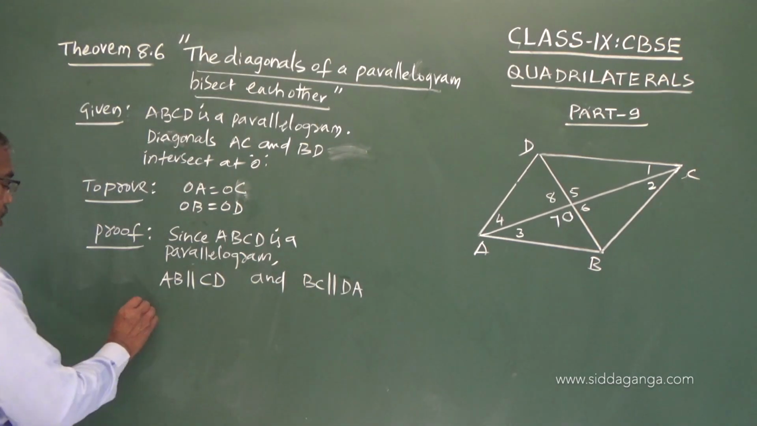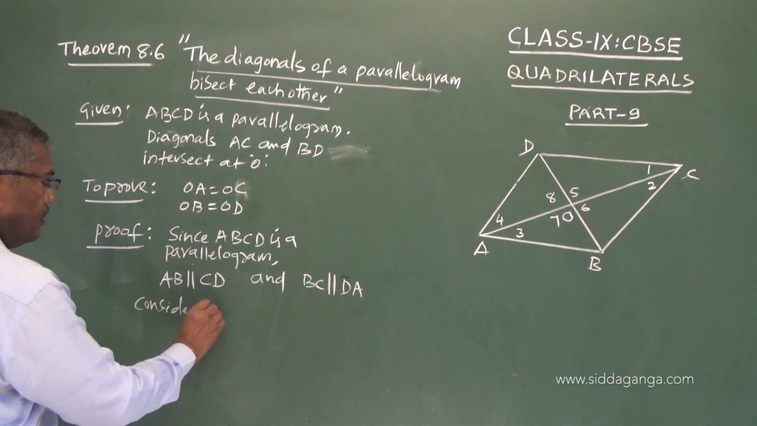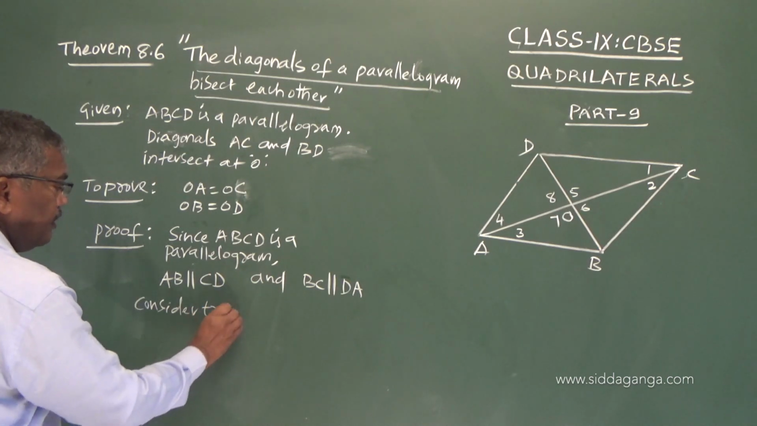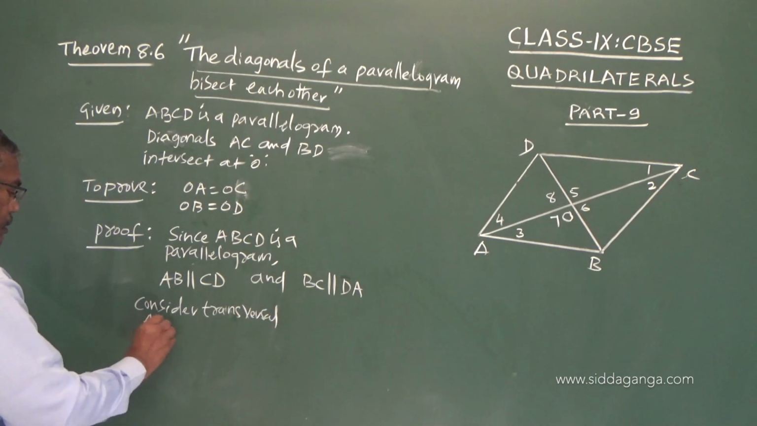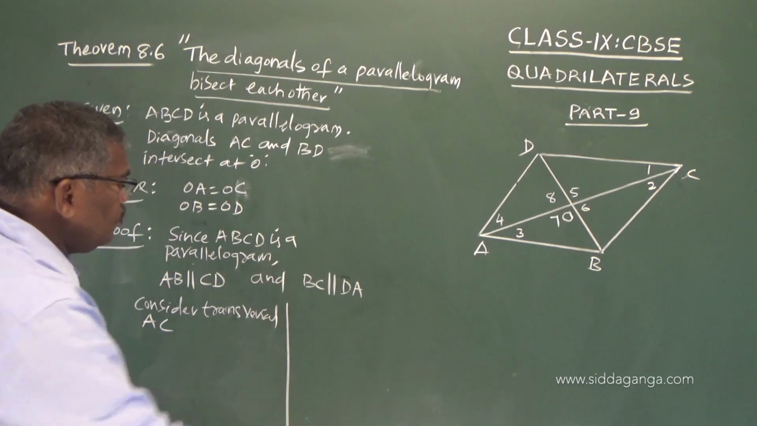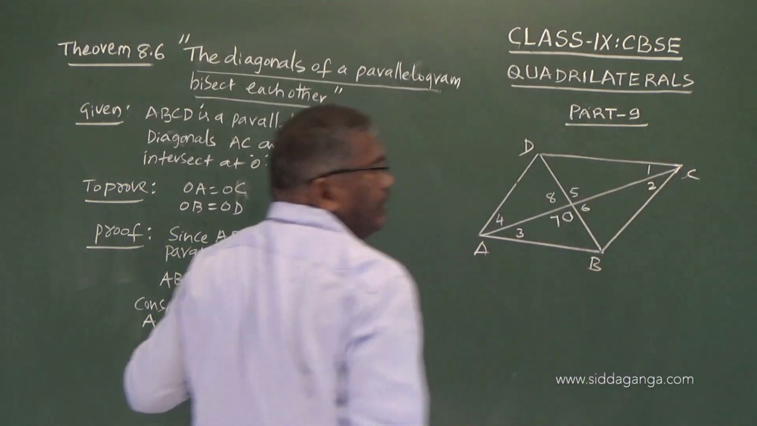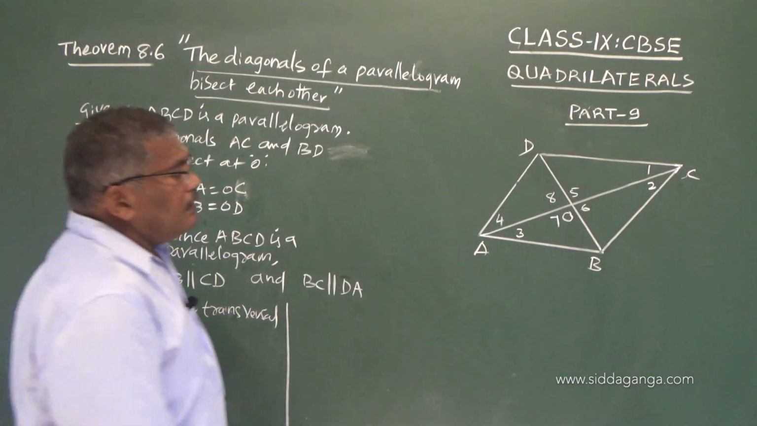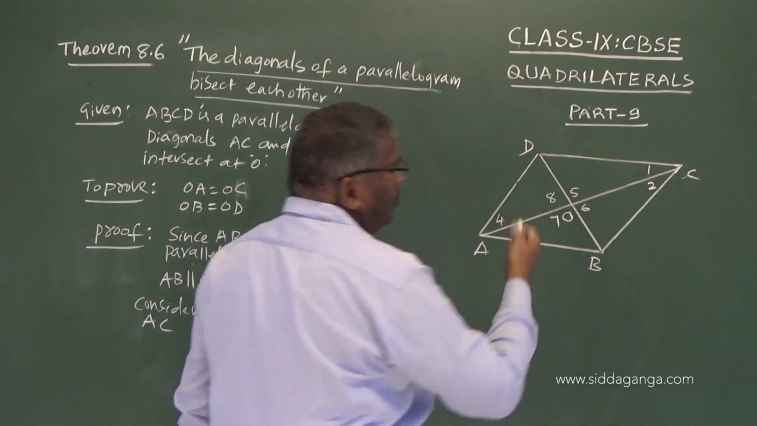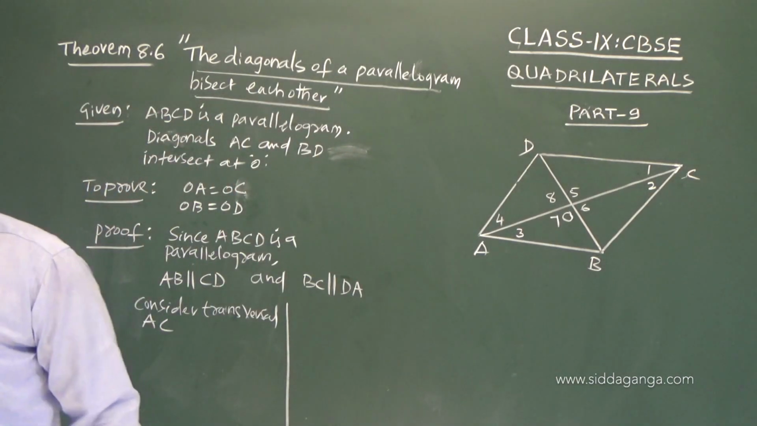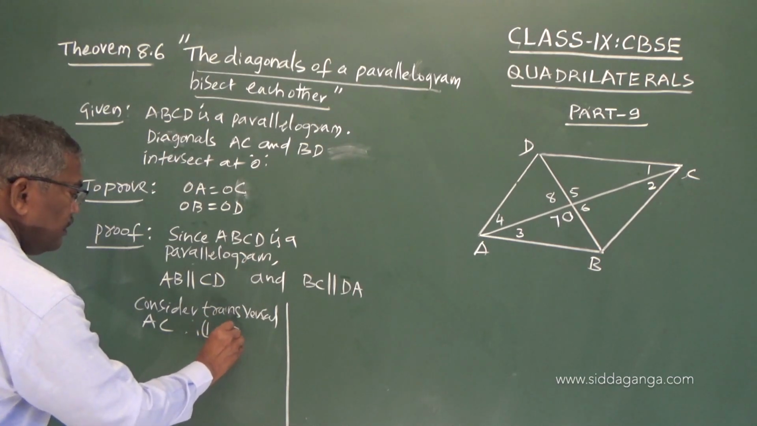So, here consider transversal AC. I will split this into two parts. AB and CD, observe here, AB and CD are parallel lines, AC is the transversal. So, therefore, angle 1 is equal to angle 3.